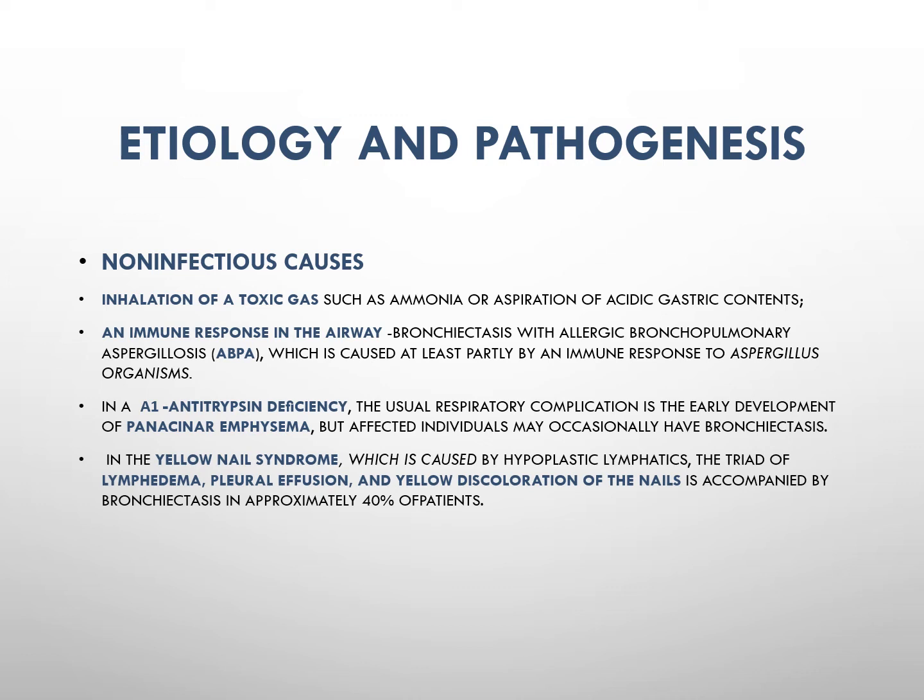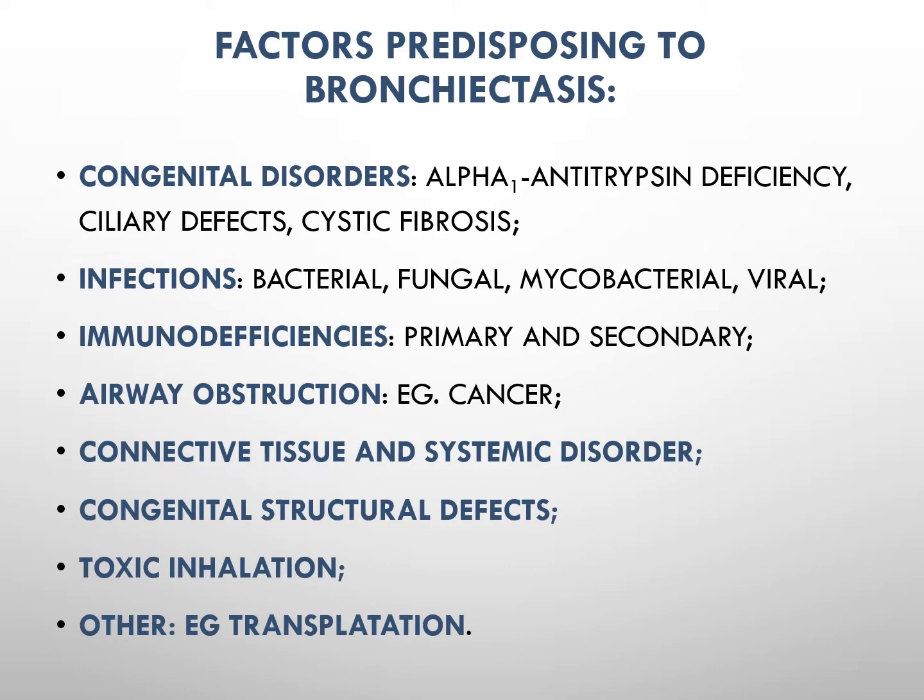An immune response in the airways: bronchiectasis with allergic bronchopulmonary aspergillosis, ABPA, which is caused at least partly by an immune response to Aspergillus organisms. In alpha-1 antitrypsin deficiency, the usual respiratory complication is the early development of panacinar emphysema, but affected individuals may occasionally have bronchiectasis. In the yellow nail syndrome, which is caused by hypoplastic lymphatics, the triad of lymphedema, pleural effusion, and yellow discoloration of the nails is accompanied by bronchiectasis in approximately 40% of patients.